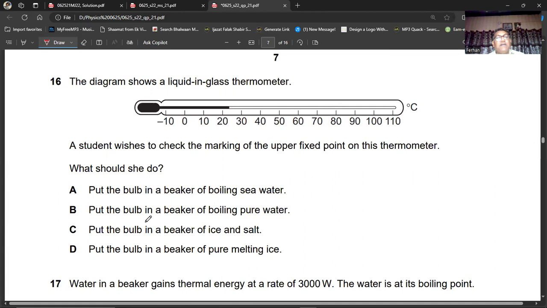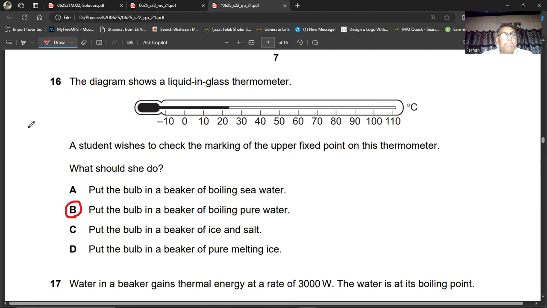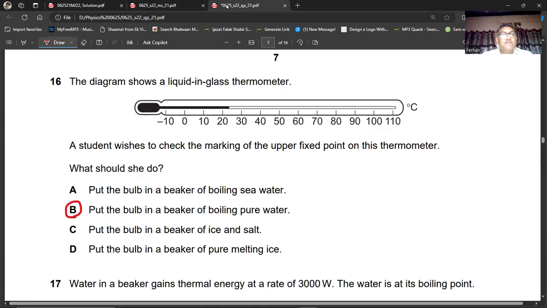So put the bulb in a beaker of boiling pure water, not seawater. Seawater will have, I think, a different boiling point. I don't know if higher or lower. So I think B, question number 16, B is the answer, sir.